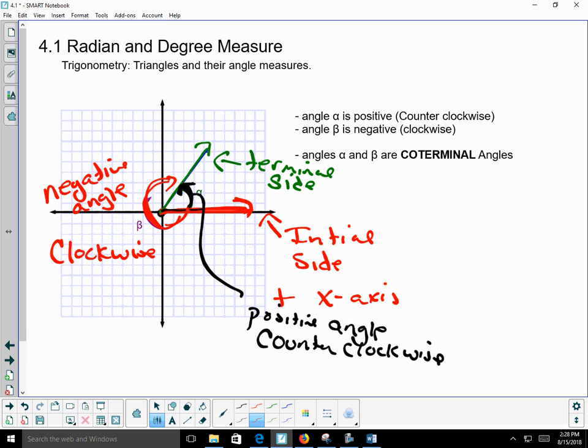Since both alpha and beta have the same initial side and the same terminal side, they're called coterminal angles because they share the same terminal side. Every angle in trig will have the same initial side because they all start on the positive x-axis. So if they happen to have the same terminal side, they're called coterminal angles.